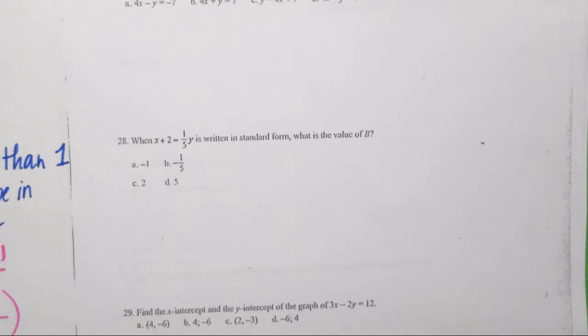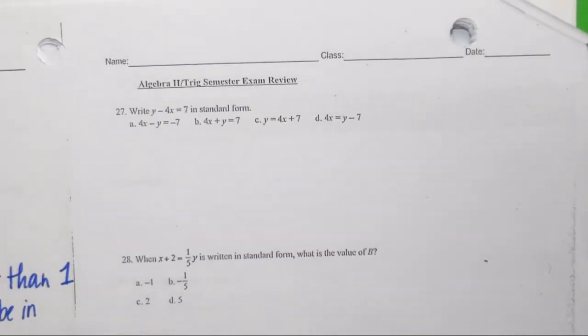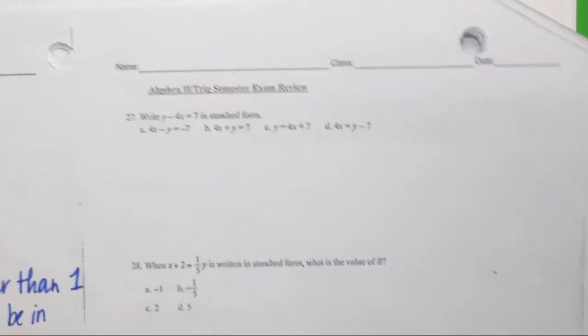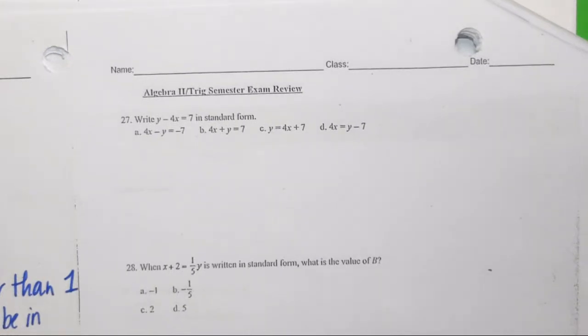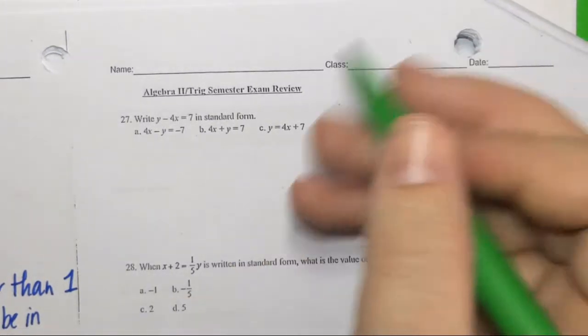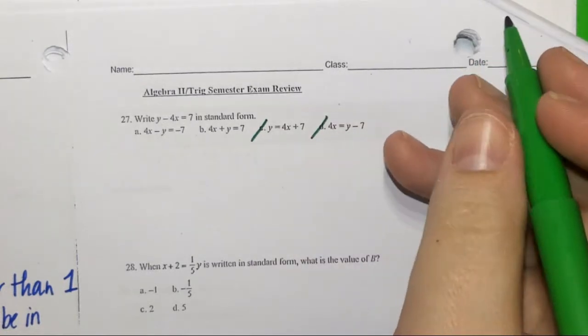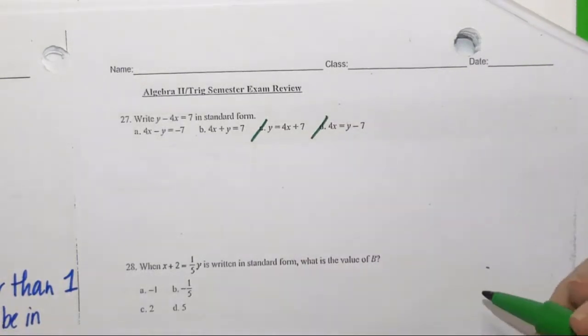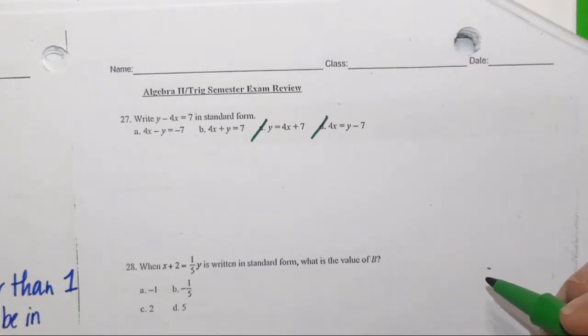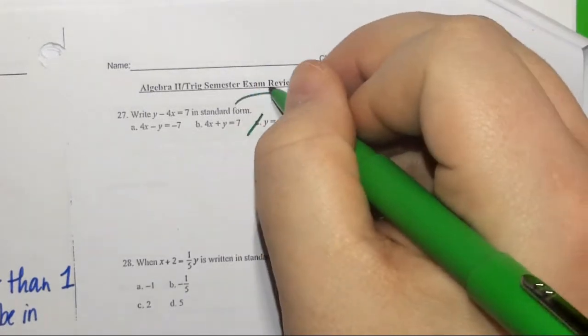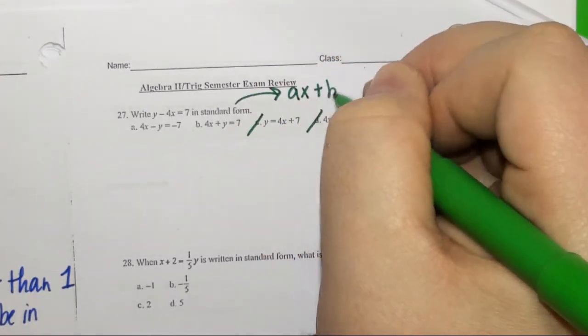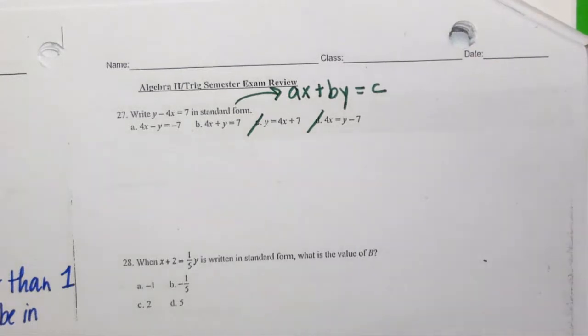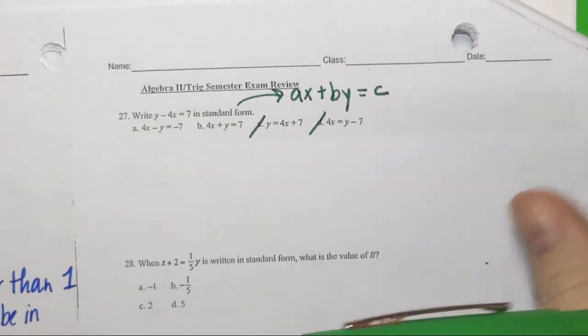27. I heard B, I heard C, I heard A. There are 2 answer choices I'm going to eliminate because they're not standard form. C and D aren't standard form. 5 gets the point. C is slope-intercept, y equals mx plus b. I don't know what D is, but it's not standard. We need to have standard, as you recall. It's ax plus by equals c. So it's either A or B.